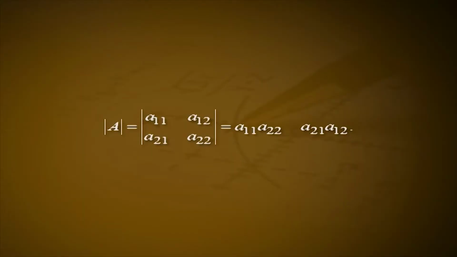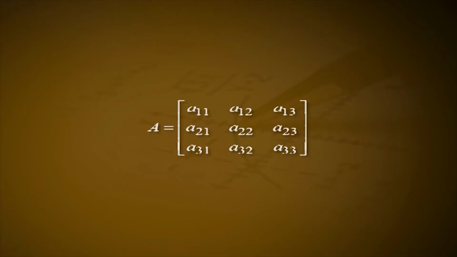The determinant of a 2 by 2 matrix A equal to the matrix A11, A12, A21, A22 is defined by determinant of A is equal to A11 into A22 minus A21 into A12.